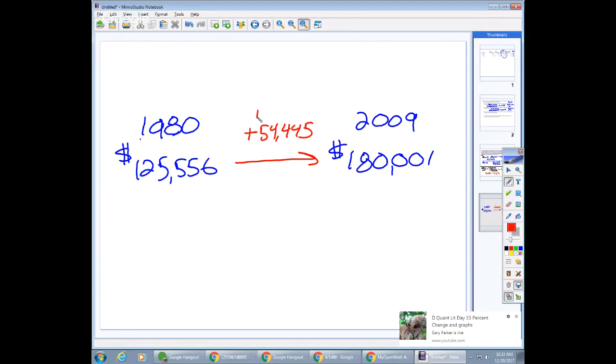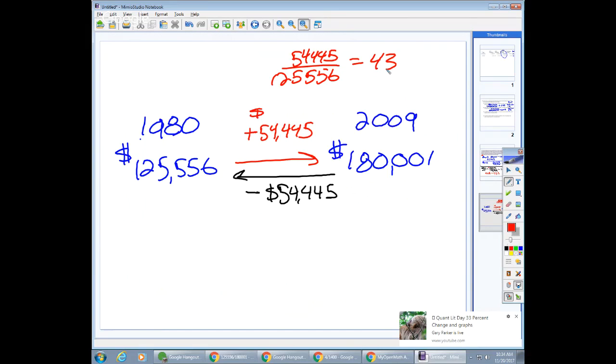$54,445. You could also say, if you go this direction, people made less. How much less? Well, $54,445. I mean, it's the same dollar amount. When you look at the relative change going in this direction, you have to take the 54,000 and divide by the original amount, 125. That turns out to be about 43% when you go that way.